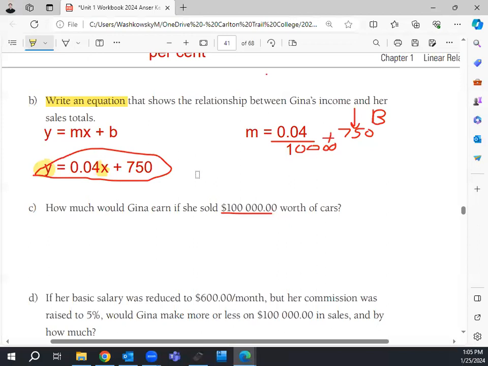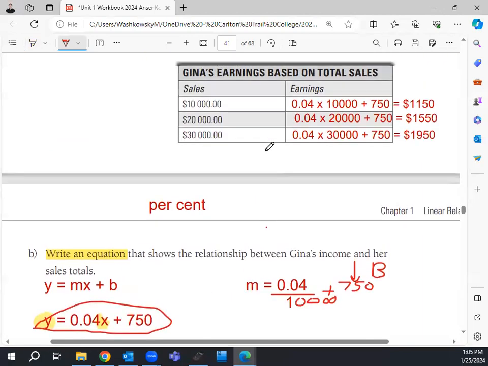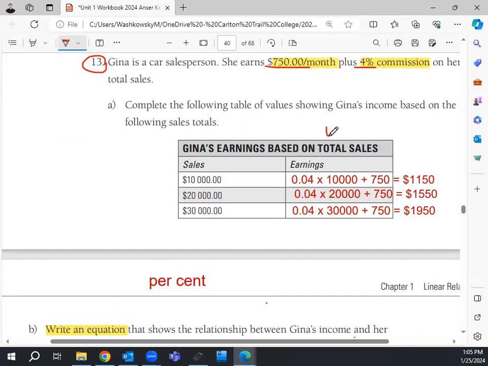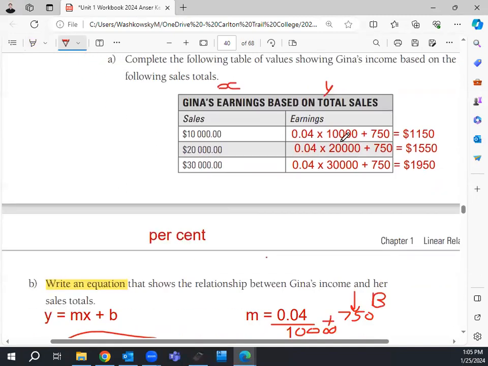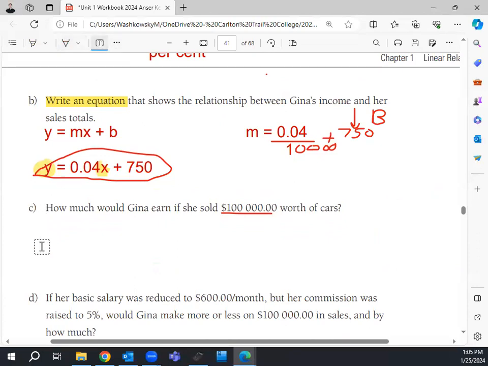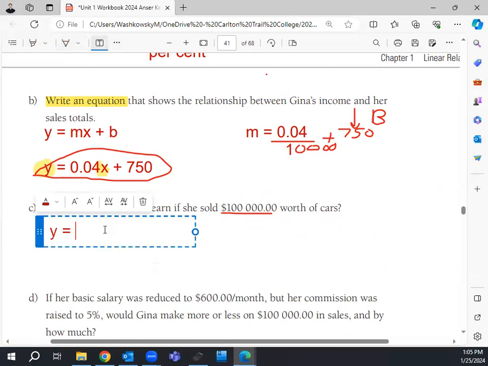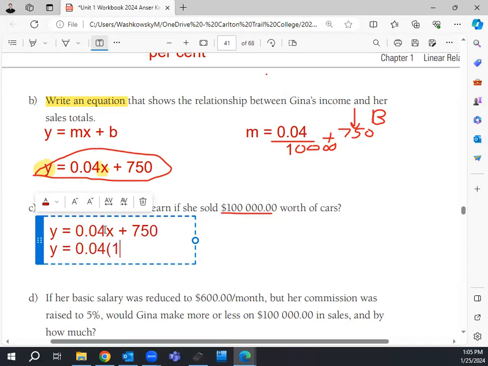So you are right. First off, we're kind of thinking about this. The Y is her total earnings, right? Her total earnings is our Y, and her sales is our X. If we're really thinking about this, all I'm doing is I'm changing this part here for each sale. So you are right. Just like before, what's my formula? Y equals 0.04x plus 750. All I'm going to do is substitute that in. So it's 0.04 times 100,000 plus 750.